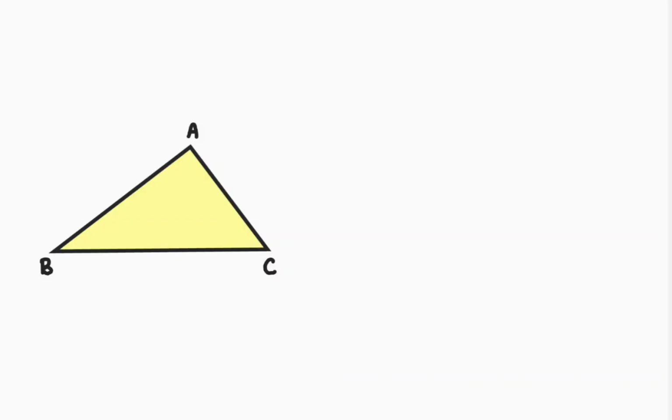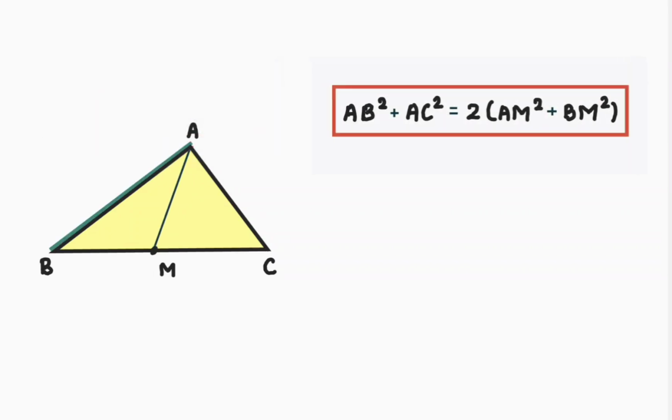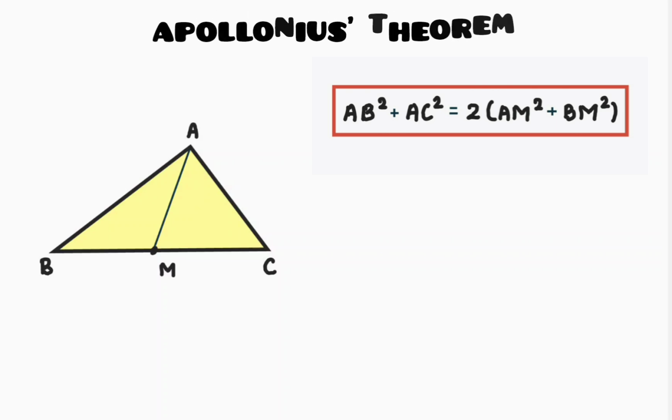For any triangle ABC, if M is the midpoint of line BC, and AM is the median, show that AB square plus AC square is equal to twice of AM square plus BM square. This result goes back to Apollonius of Perga around 200 BC, today known as Apollonius Theorem.